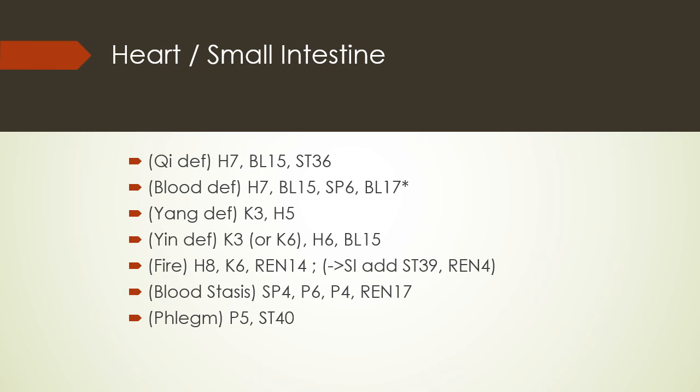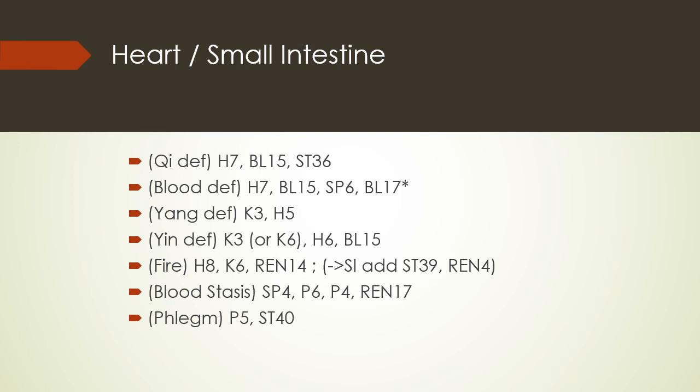For heart blood stasis, I have here spleen 4 and pericardium 6. Spleen 4 and pericardium 6 is a master coupled combination for the Chongmai and the Yinwei Mai, as well as pericardium 4, which is a very important point for blood stasis, and then Ren 17, which is the mu point for the pericardium.